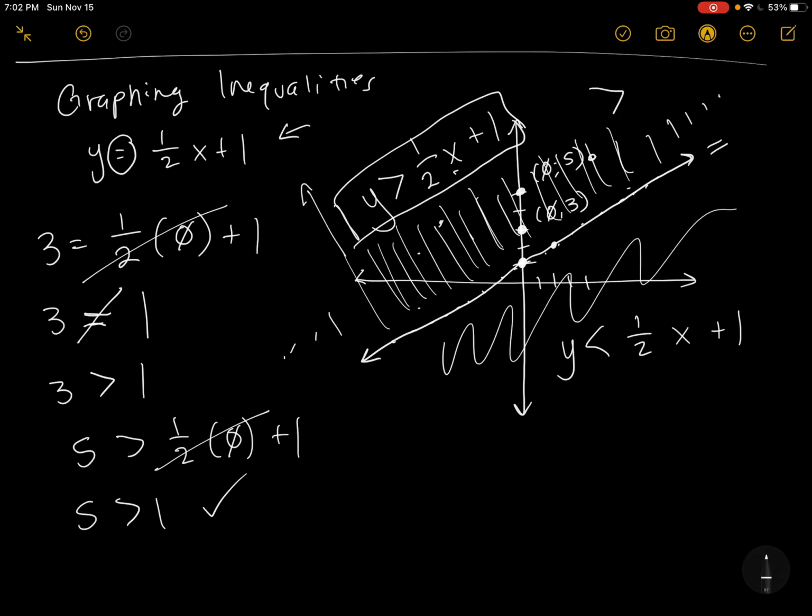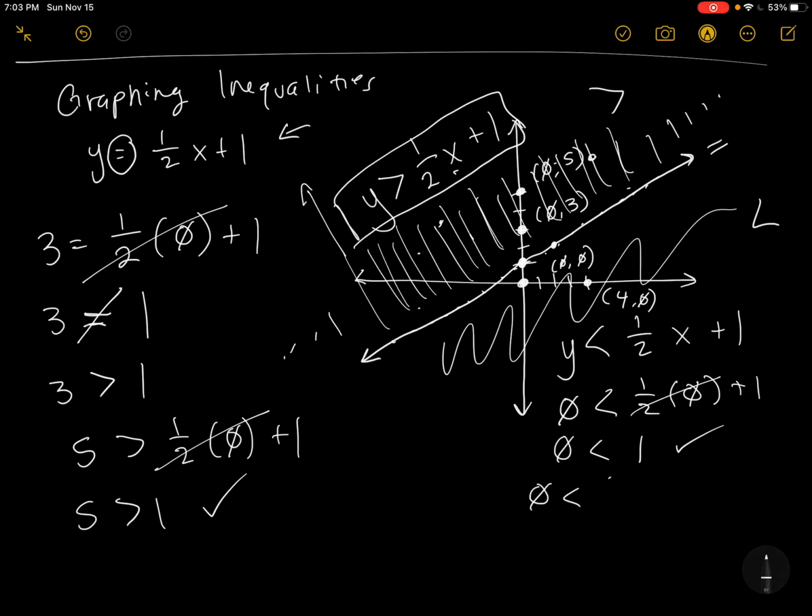So we think of the line as the equal, the above as the greater than, and the below as the less than. Let's just test a point. The origin just so happens to lie below the line, so let's test the origin. That's just 0. Is 0 less than 1? Yes, it is. That checks out. And again, you can pick any point. Maybe this is 4, 0. So 0 less than 1/2 times 4 is 0 less than 3. Yes, it is. So this whole shaded area below is the less than area.